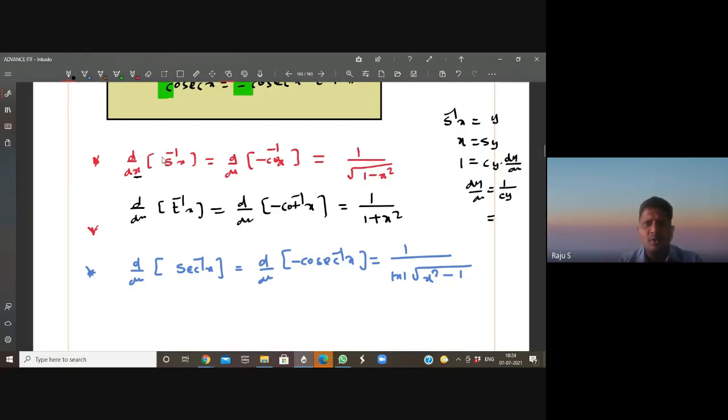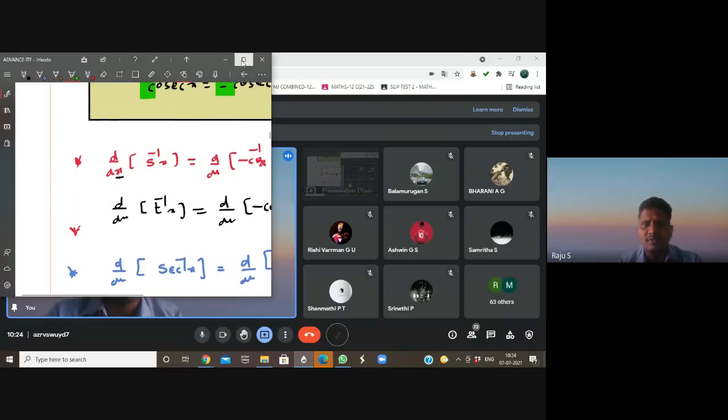Cos y, we don't know cos y. I am taking sin inverse x as sin y, but we don't know cos y. Sin y is x. Do you know cos y? No. So you can convert it in terms of sin y. We'll write cos y as root over 1 minus sin square y, with the help of the standard formula sin square x plus cos square x is equal to 1. Right, students?